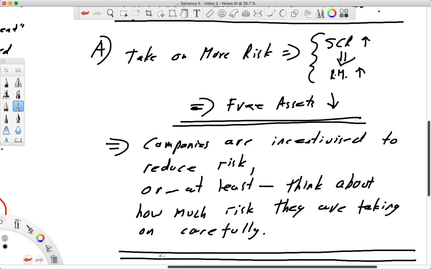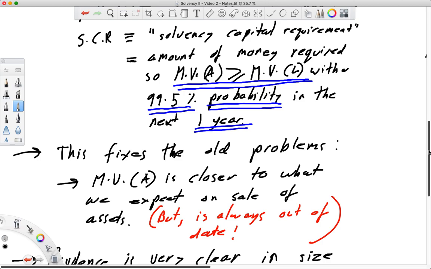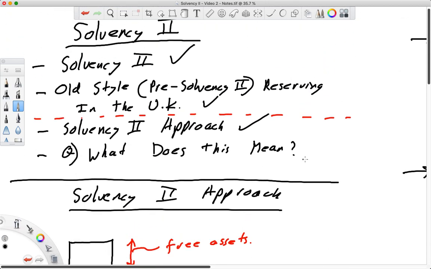Okay, that is a good place for us to stop. So over the course of these two videos, we've covered Solvency II as an overview, the old style way of doing things, the kind of new style way of doing things, and then what does this mean?